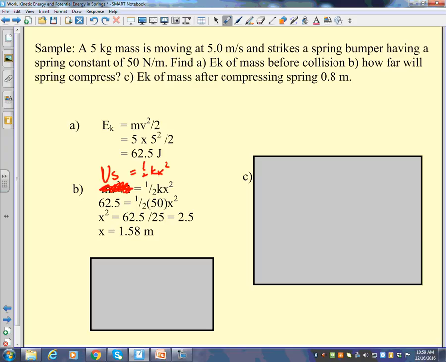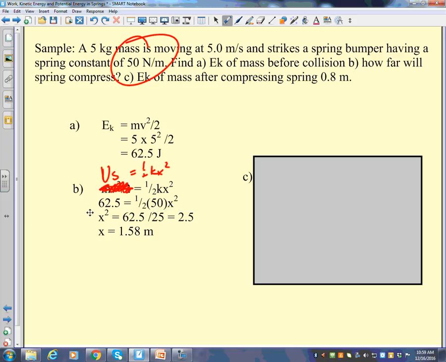So 50 is K. 1.58 meters. That's a long way. That's a lot of compression. Over 1.5 meters, right? Springs don't compress that much. So that means that most springs have significantly greater spring constants than 50. I think these were old PowerPoint slides that I couldn't practice very well on. What if it was a slinky? Slinkies don't compress. Slinkies are the kind you stretch.